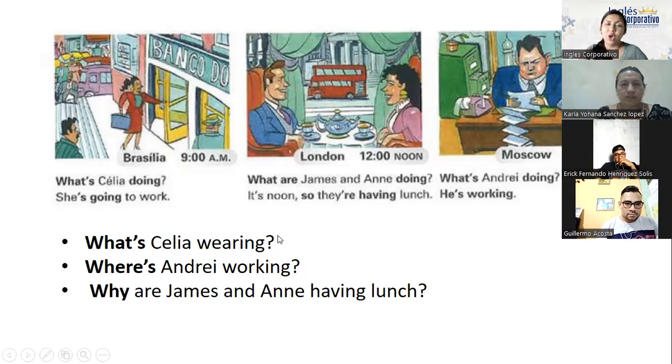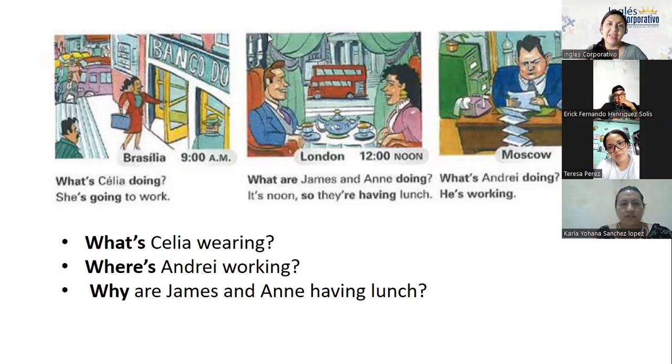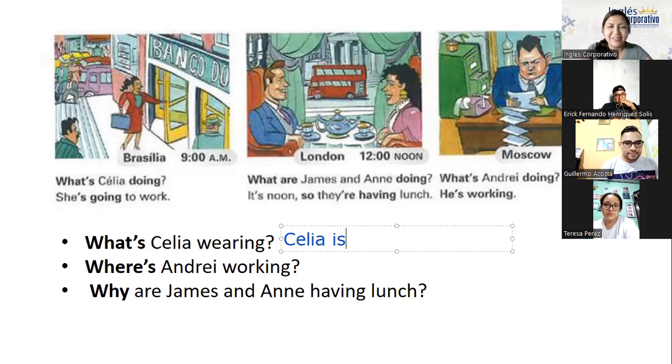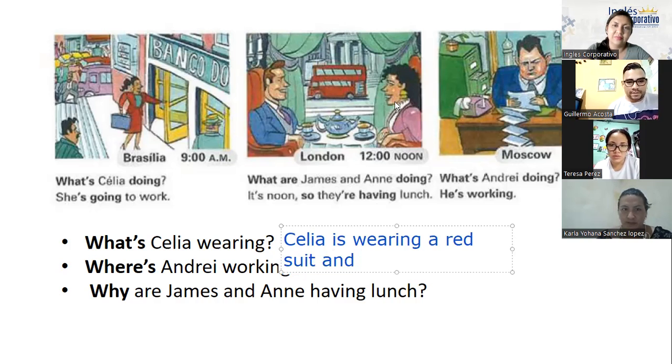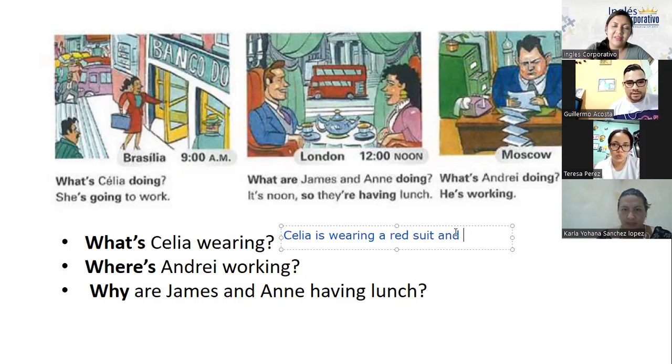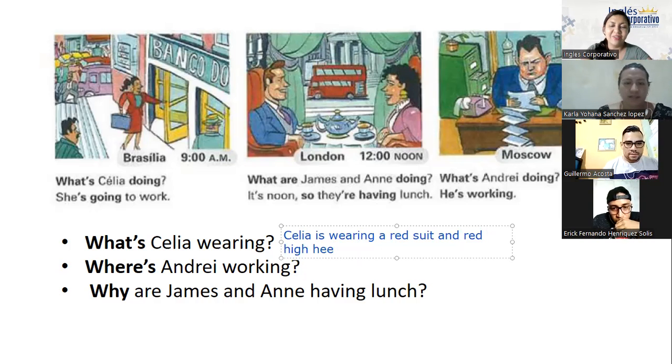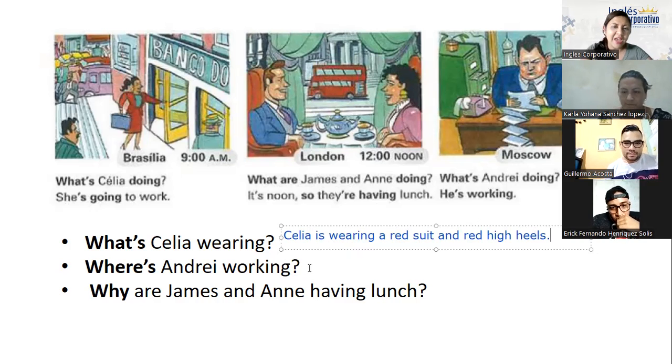She's wearing a suit. What color is her suit? Red. Okay. So Celia, no, Celia Cruz, right? Celia from Sugar. Celia is wearing a red suit. And ¿cómo se dice tacones? High heels, yes, and red high heels. Okay. Celia is wearing a red suit and red high heels. Tacones rojos. Okay. Now, other question.